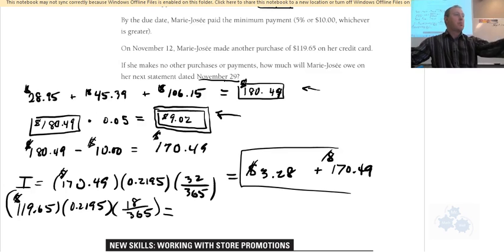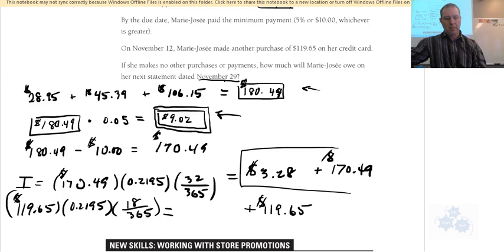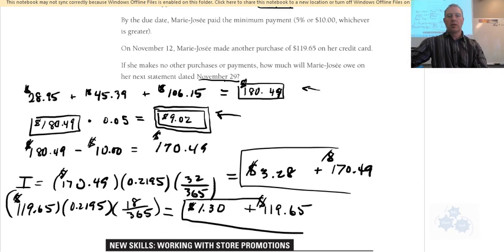So what's that? Everybody punch that in. Let's make sure we get the same number there. Should round to 130 probably. I got 1.2908. What did you guys get? 1.29.